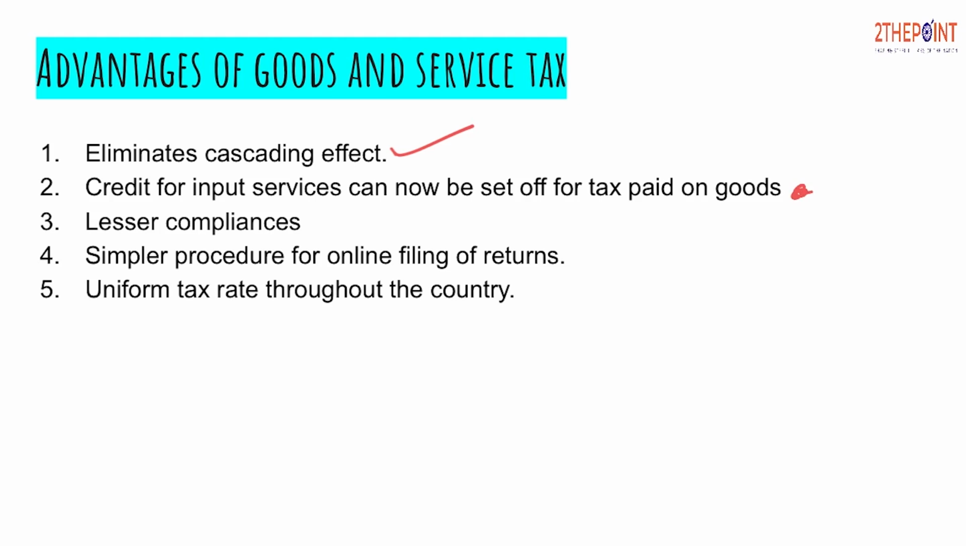We'll take this in the upcoming slide. I'll explain with an example how the VAT regime didn't allow this and how the GST regime allows this. Lesser compliance: there are fewer returns or books that you have to maintain in the GST regime as compared to VAT, and since you have to maintain fewer books, it makes the procedure simpler while you file the returns. And the last point is, there's one uniform tax rate throughout the country. There are not multiple tax rates prevailing in different states. One single unified tax rate is applicable in the entire country.